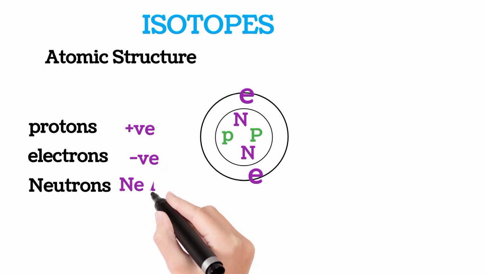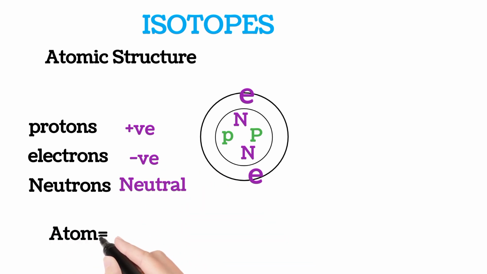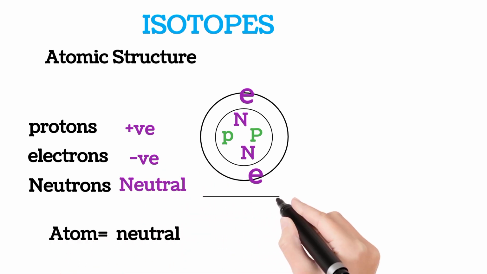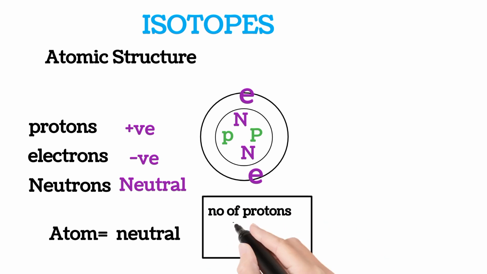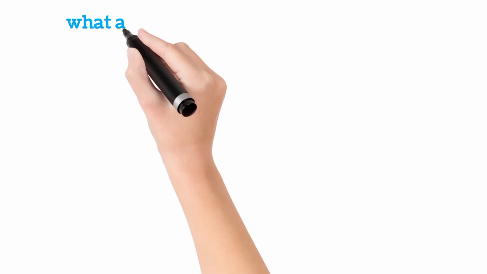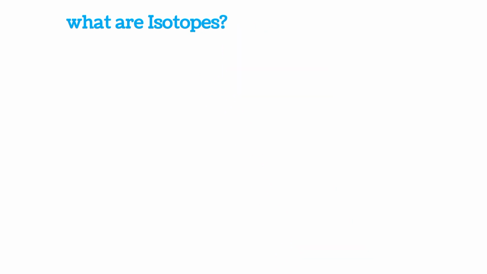The proton is positively charged, the electron is negatively charged, while the neutrons are neutral. In a given atom, therefore, you can see that the negative and positive cancel and the atom is neutral. And in any given atom, the number of protons, which is the atomic number, is always equal to the number of electrons. What are isotopes?